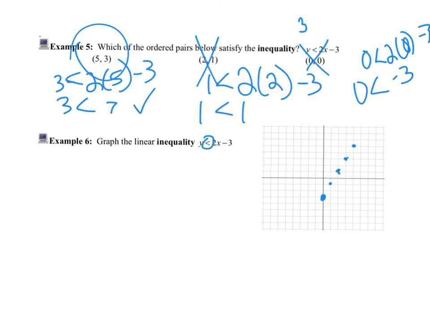Let's see. Y'all can't even. Y'all, I would never tell you to graph a line as imprecisely as this. That's really awful.